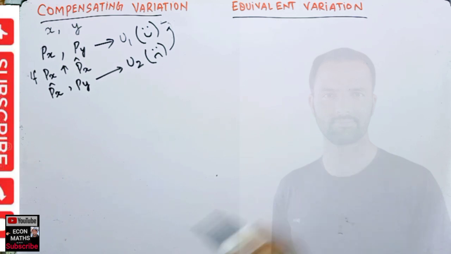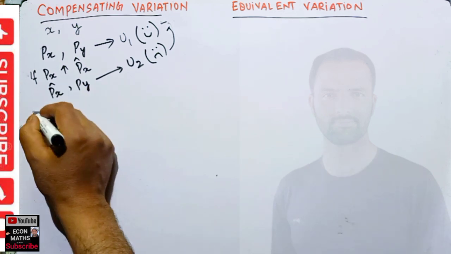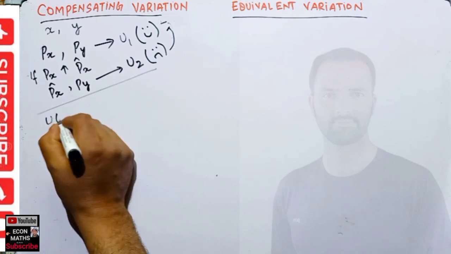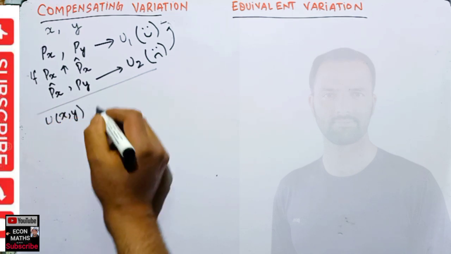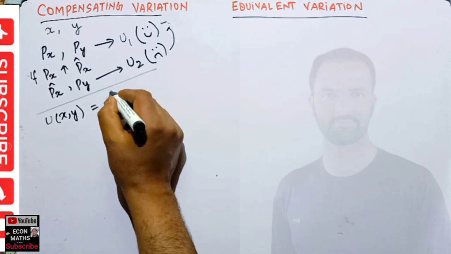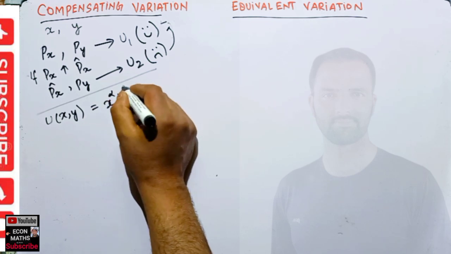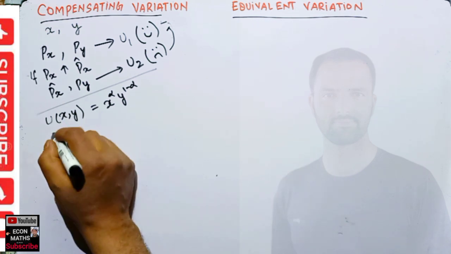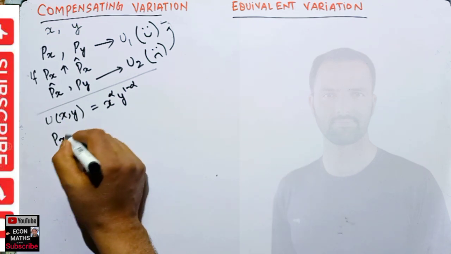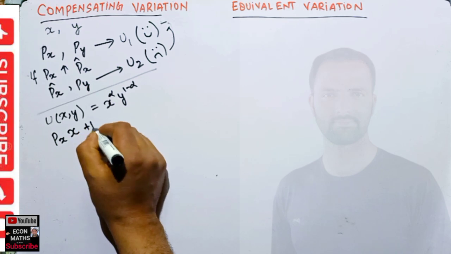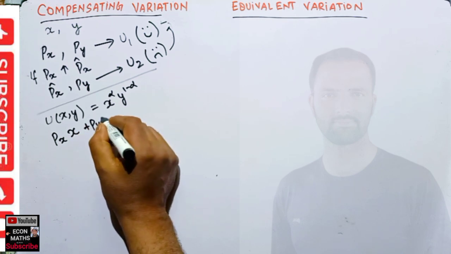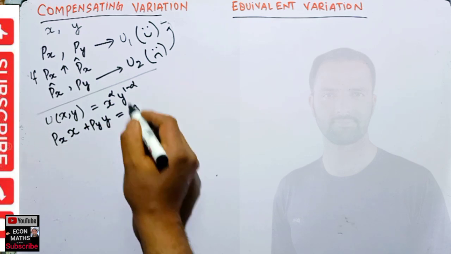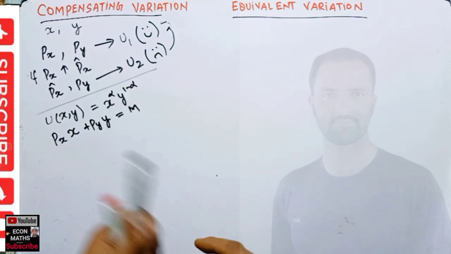Let us say we have a consumer who has a utility function. Let us say u(x, y) is the utility function, which is equal to x to the power alpha times y to the power 1 minus alpha. This is the utility function of the consumer. Let us say Px times x plus Py times y is equal to m. That means this is the budget constraint of the consumer.